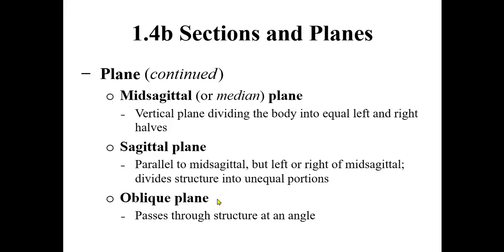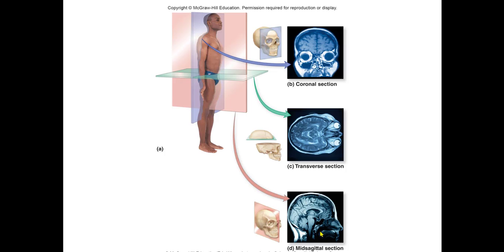The last one on our slide is oblique. Oblique is a diagonal cut, sort of like the way they cut sandwiches sometimes. Next slide. Here is a picture version that many textbooks have. So you see the coronal, you see the transverse, and you see the mid-sagittal on this slide. Next slide.